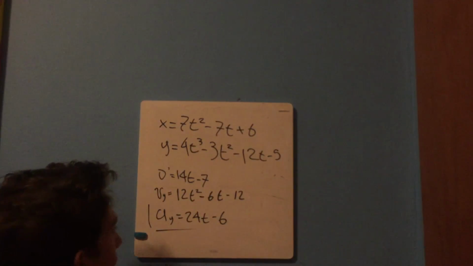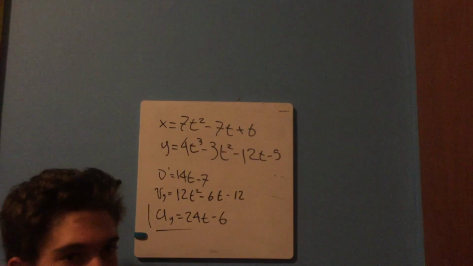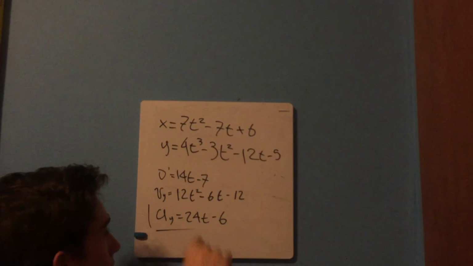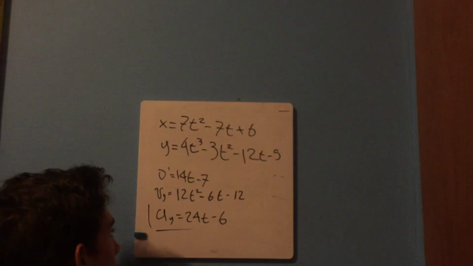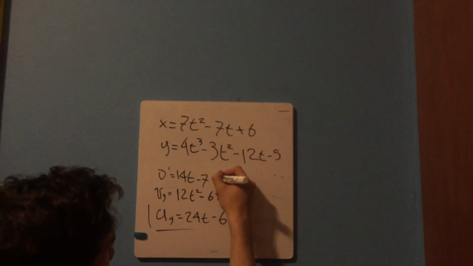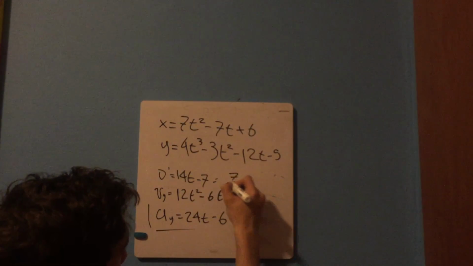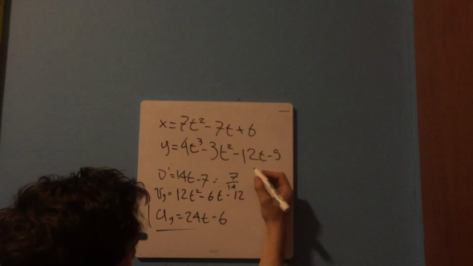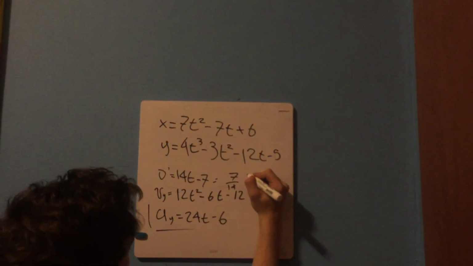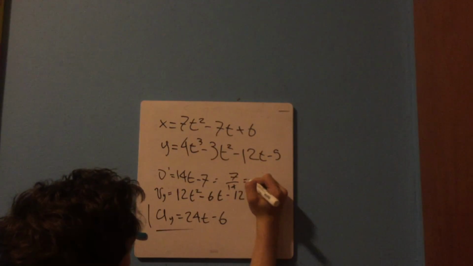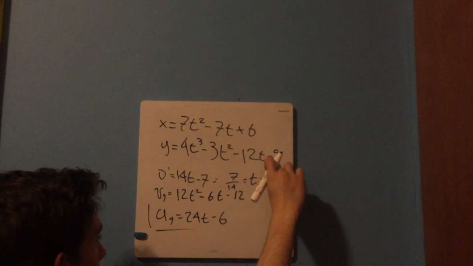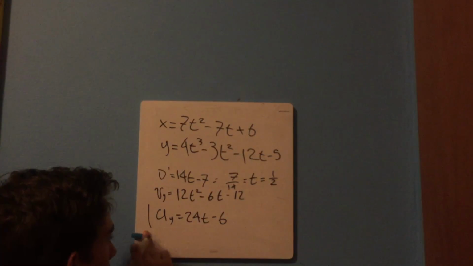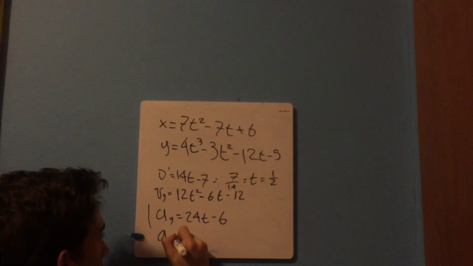In order to solve this, we basically just have to get the time variable out of this and plug it into this equation, and then we will get the value of acceleration in y. Pretty simple, right? So this equals 7 divided by 14. 7 divided by 14 equals t, which equals 1/2.